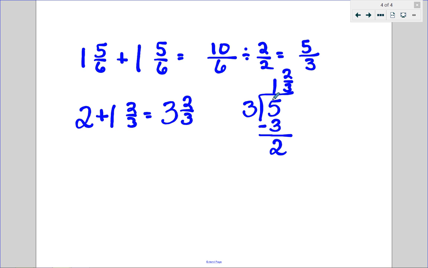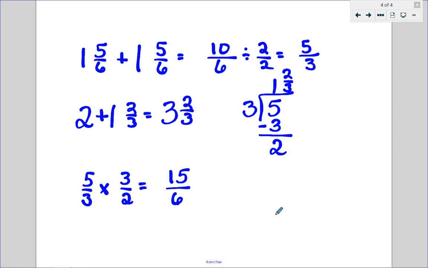I hope this is going well for you. Let's try a multiplication one. 5/3 times 3/2. Now remember, in multiplication we actually multiply the numbers across. 5 times 3 is 15. 3 times 2 is 6. So you can choose to simplify it first and then do the division, or you can do the division and then simplify.